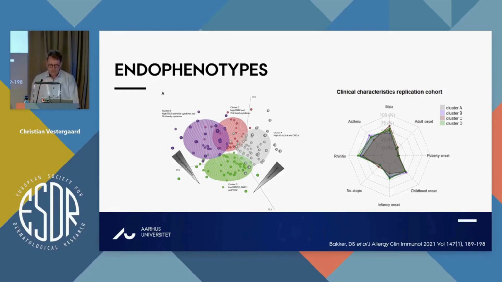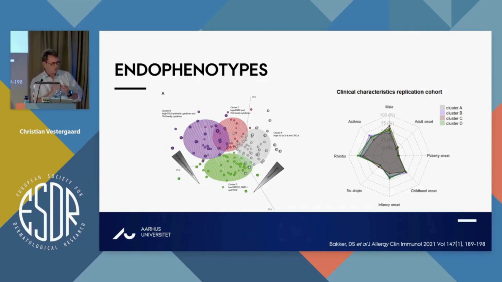You can see that cluster B, for example, has a higher risk of, can you see the pointer? Yes, you can. Higher risk of asthma compared to cluster C. And down here you have the rhinitis. So there is some differences in these clusters, also with regard to comorbidities. So we are on the right track, right?